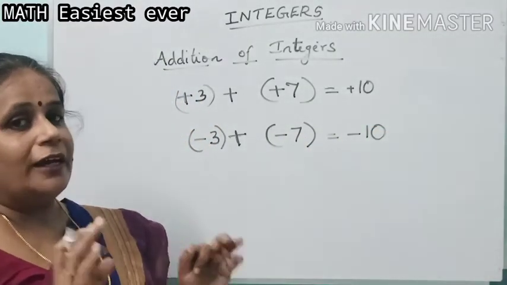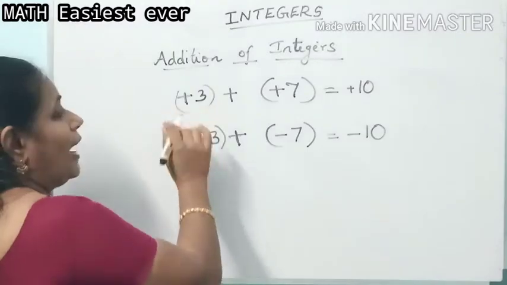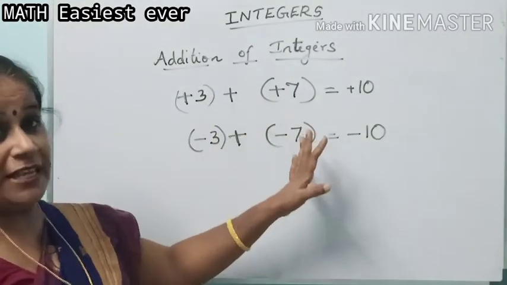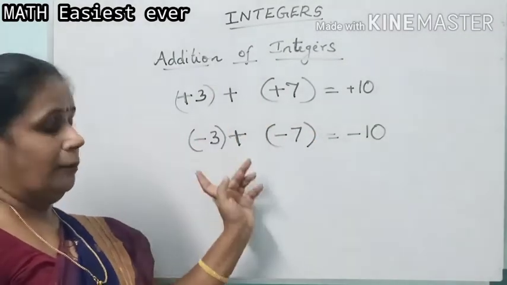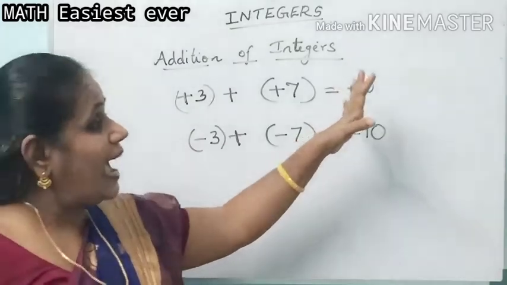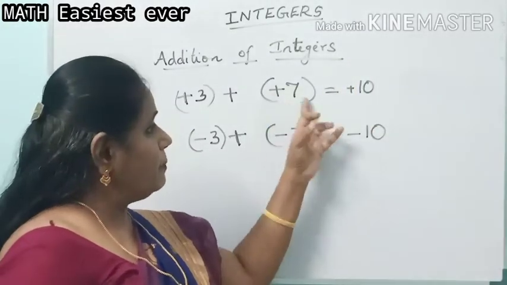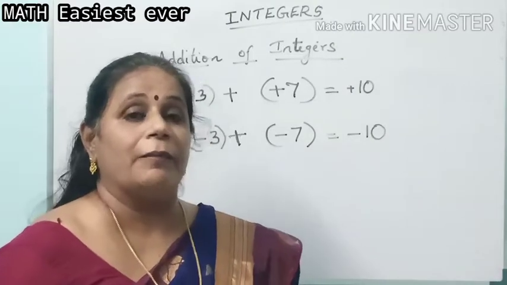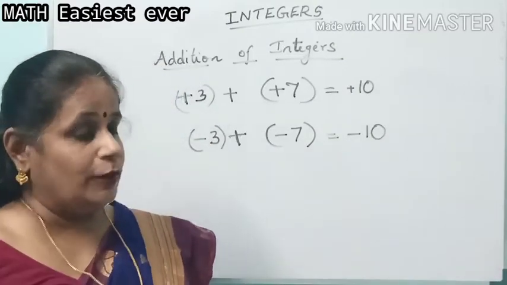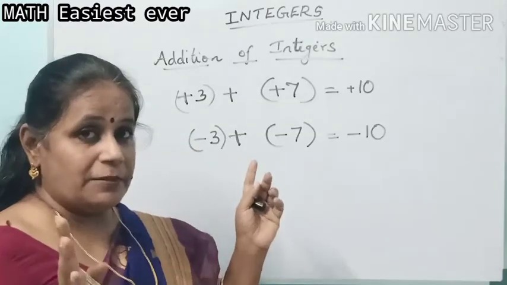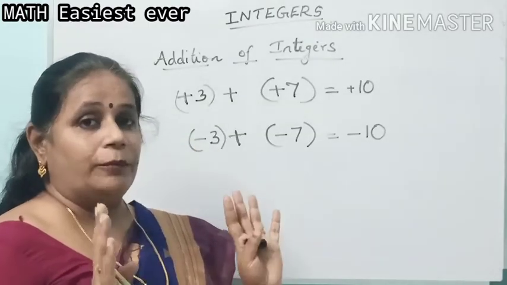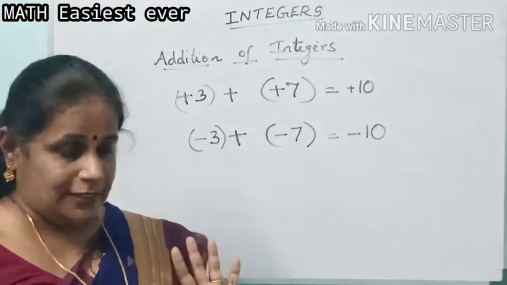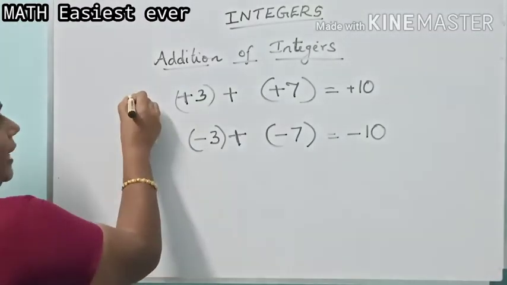So here comes your first rule. When you have integers of the same sign, that is plus or minus, you have to add the integers, and if it is plus, you have to put the plus sign, and if it is minus, you have to put the minus sign. Hope it is very clear for you. When you have integers of the same sign, you have to add and put the same sign, whatever it is.